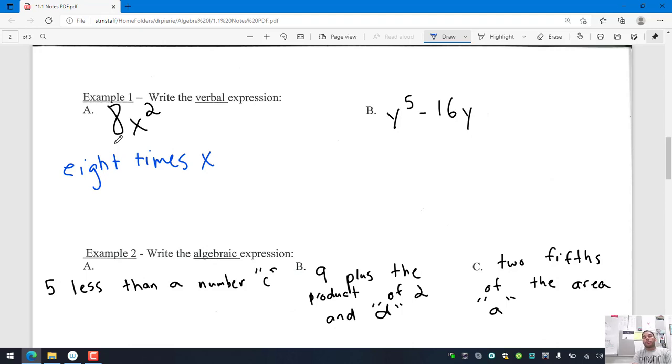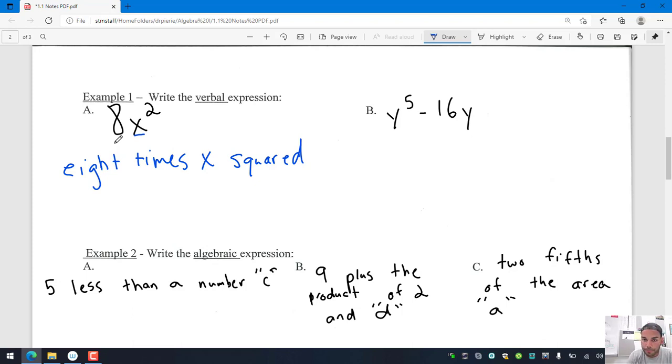And then what is this little 2 saying? What's happening here is that this x is being raised to the second power, not the 8, just the x. So if I want to write this algebraic expression in words, I start with 8, I multiply it by x, and then x is raised to the second power. The key word here is squared. 8 times x squared is what this algebraic expression means in words.